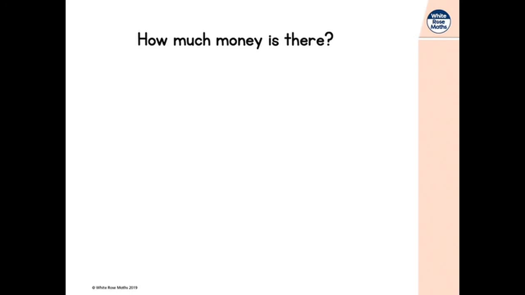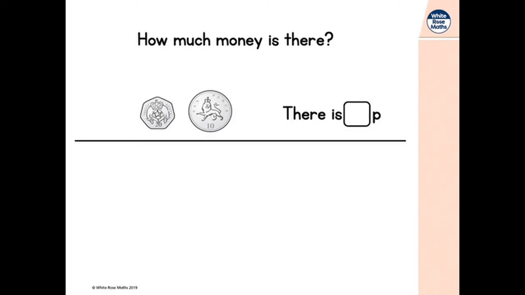And now we're going to count up how much money is there. You know, when you reach into your pocket and pull out some coins, we need to find out how much money is there. Well, one day I pulled these 2 coins out of my pocket. How much money is there? I've got a 20p coin and a 10p coin. That's right, I had 30p.